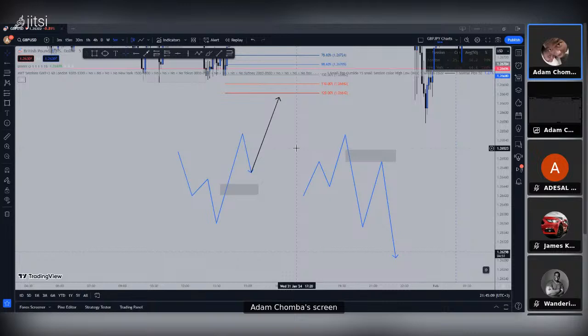Yeah, I hope you're writing it somewhere or listing it somewhere, or you already know these things. So it's either it finds an imbalance and forms an engulfing candle off that imbalance.